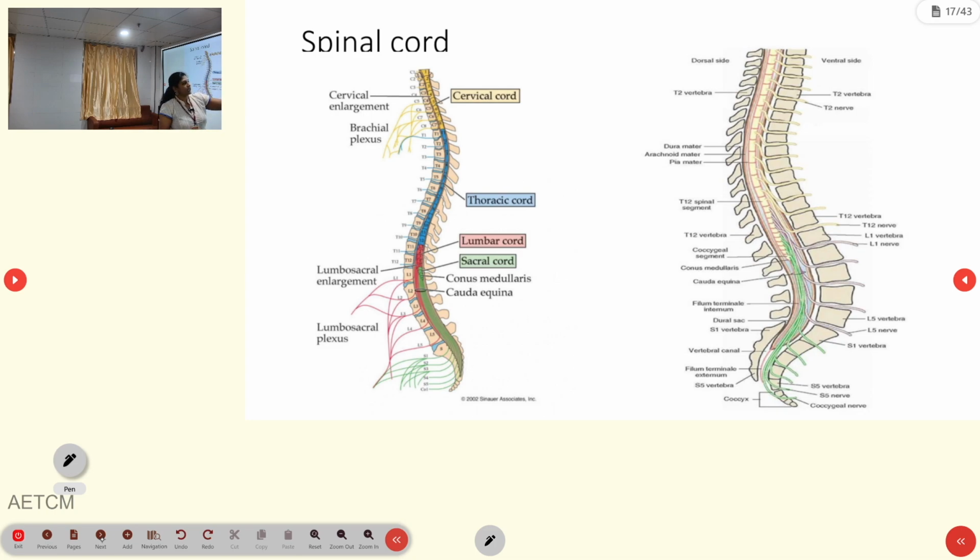Here the spinal cord ends at the junction, the intervertebral disc between L1 and L2. Beyond that, the spinal cord ends as a cone-shaped structure called the conus medullaris, and from there the nerve roots come out as the cauda equina.